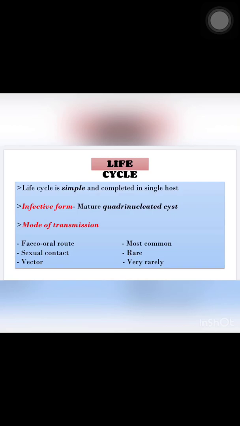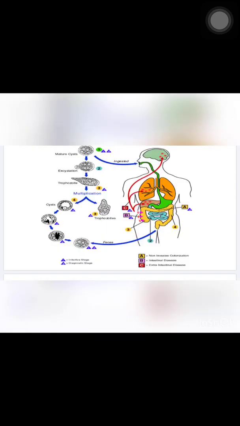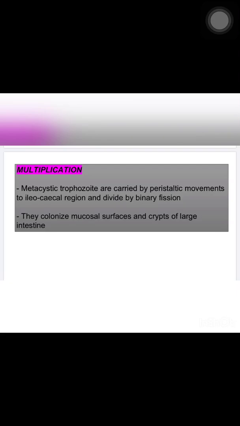The life cycle is simple and completed in a single host. The infective form is the mature quadrinucleated cyst. For the mode of transmission, we have the fecal-oral route, sexual contact, and vector, from most common to rare and very rare. So again, this is the structure of the life cycle.